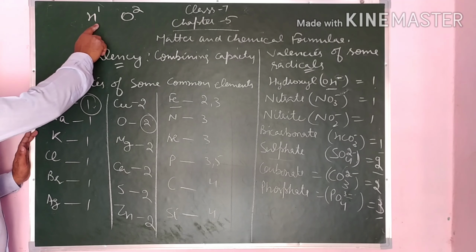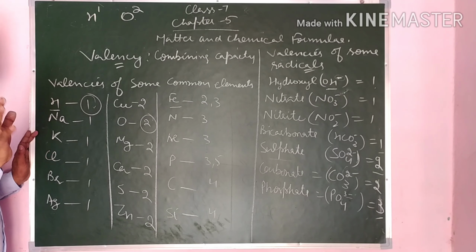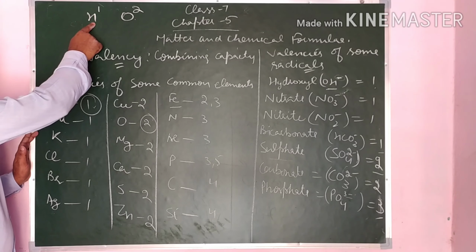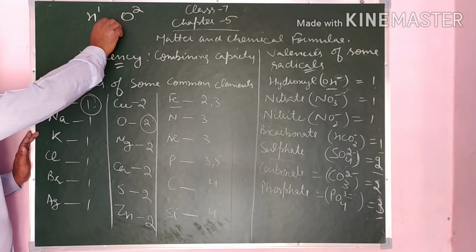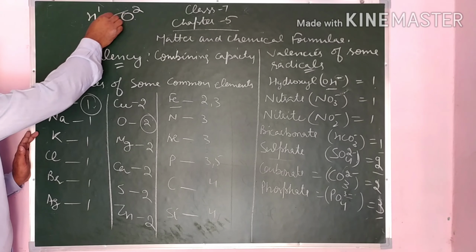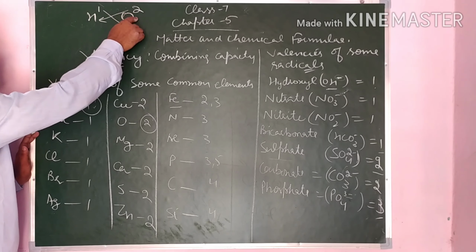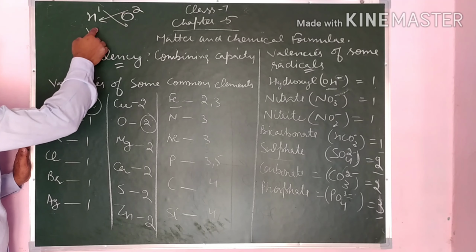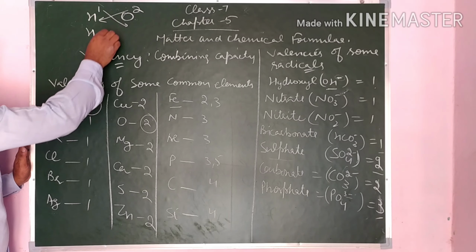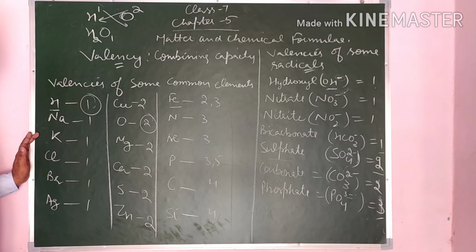So first of all, write the symbols of the elements that make the compound, then write their valency in the superscript. Now cross multiply. So 2 should be in the subscript of H and 1 in the subscript of O. So it will become H with subscript 2, and O with subscript 1. Generally we don't write 1, so it is H2O.